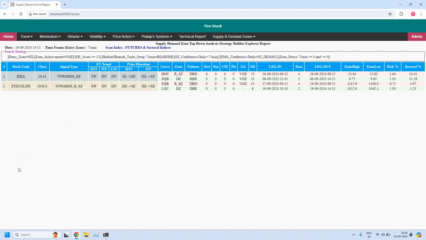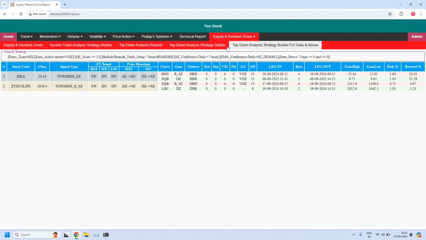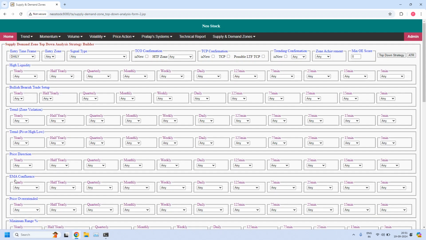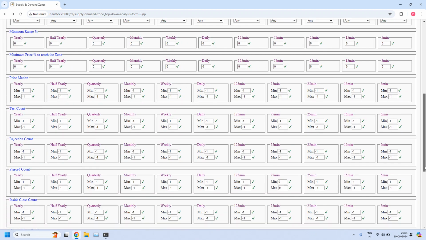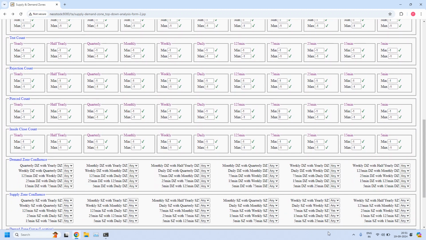Okay, next let us look for LTF, ITF, HTF confluence. Earlier 4 stocks are filtered. Let's verify out of 4 how many are having LTF, ITF, HTF. First I need to remove the EMA filter. I have to remove this EMA filter. And in the supply zone confluence, already we enabled 75 with daily. Now I am enabling daily supply zone with weekly supply zone, and also daily supply zone with weekly 75 minutes and weekly. All the three are enabled.